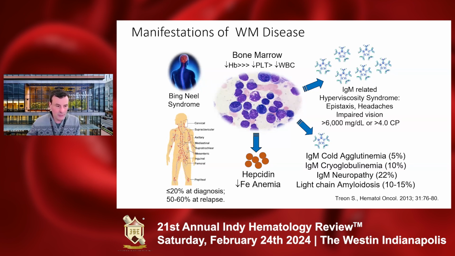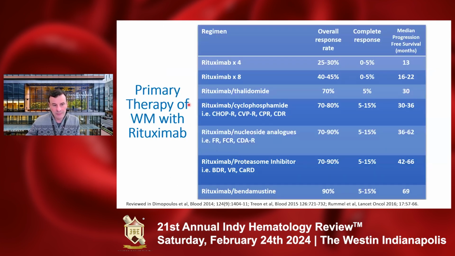But I think it is also important to mention that the disease, at least at time of diagnosis, but more so when patients relapse, can also be found in the lymph nodes and spleen. We call this extramedullary disease. And it can also infiltrate the brain in some patients, causing Bing-Neel syndrome. So it is important to keep this in mind because the ways we treat patients can be impacted by the way the disease can present.